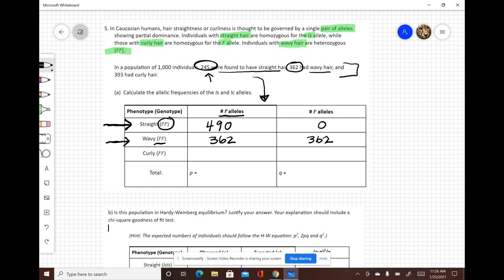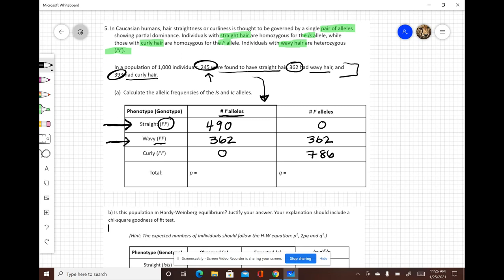And then our last one is talking about our curly hair population, which is 393. Sorry, that didn't like my circle. And that's associated with curly hair. Again, curly hair does not have any S alleles. They each have 2 C alleles. So if we multiply 393 by 2, we should end up with 786 for the total alleles.